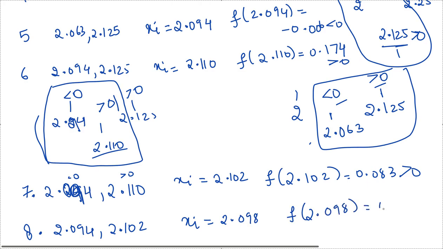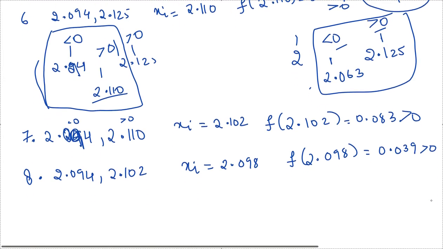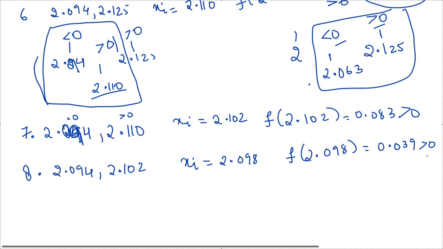Okay, now f of 2.098 is 0.039, which is greater than 0 again. So by now it would be clear that since this is greater than 0, now we will take something less than 0. So this was less than 0, this was greater than 0. So we will obviously take 2.094 comma 2.098 as our interval. Are we noticing the interval was 2 comma 3? Now for finding out the root, we have almost narrowed it to 2.094 and 2.098.